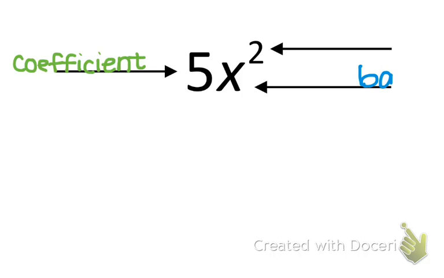The x in this case, as we know, usually we would call a variable, but when we're dealing with exponents, it has a special name which we call a base. The base is what is being raised to the exponent or power. In this case here, we have 5 times 2 x's, or x squared.